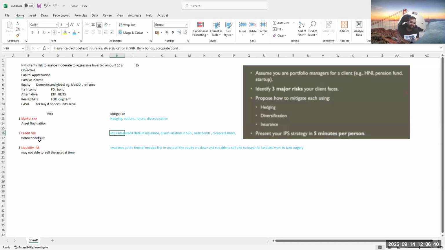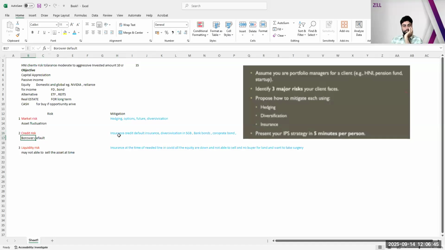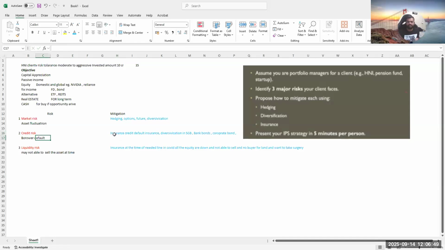Like if I lend money to someone and he defaults, I get a credit risk for that. So I can get insurance for that. I can diversify my bonds into SGBs, gold bonds, bank bonds, and corporate bonds.